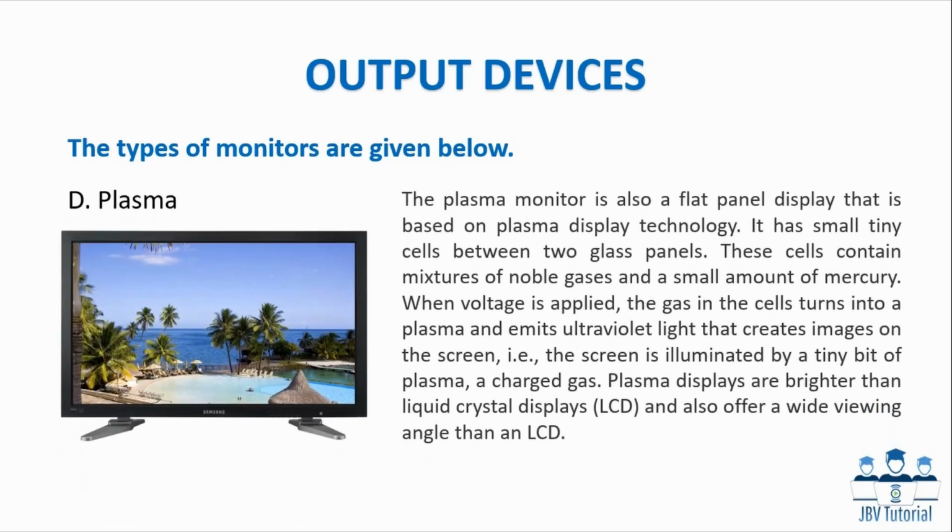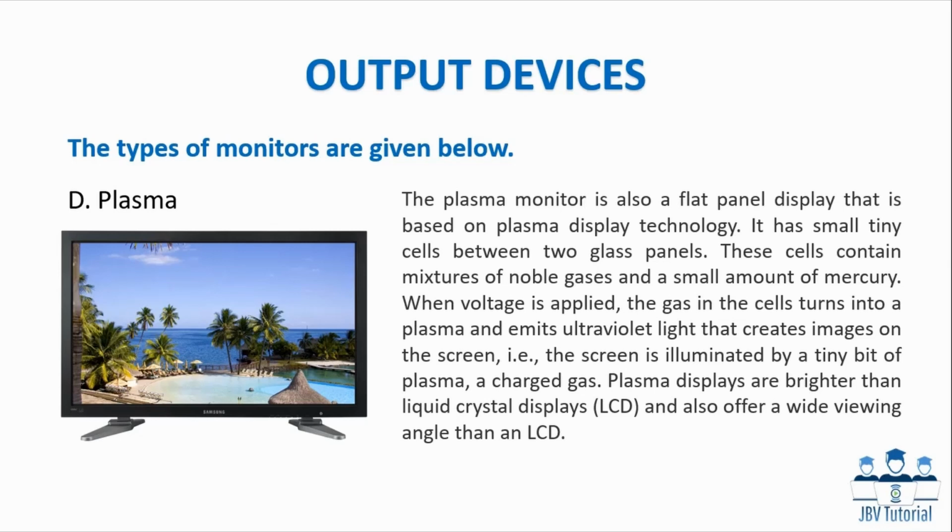Plasma monitor. The plasma monitor is also a flat panel display that is based on plasma display technology. It has small tiny cells between 2 glass panels. These cells contain mixtures of noble gases and a small amount of mercury. When voltage is applied, the gas in the cells turns into a plasma and emits ultraviolet light that creates images on the screen. The screen is illuminated by a tiny bit of plasma, a charged gas.